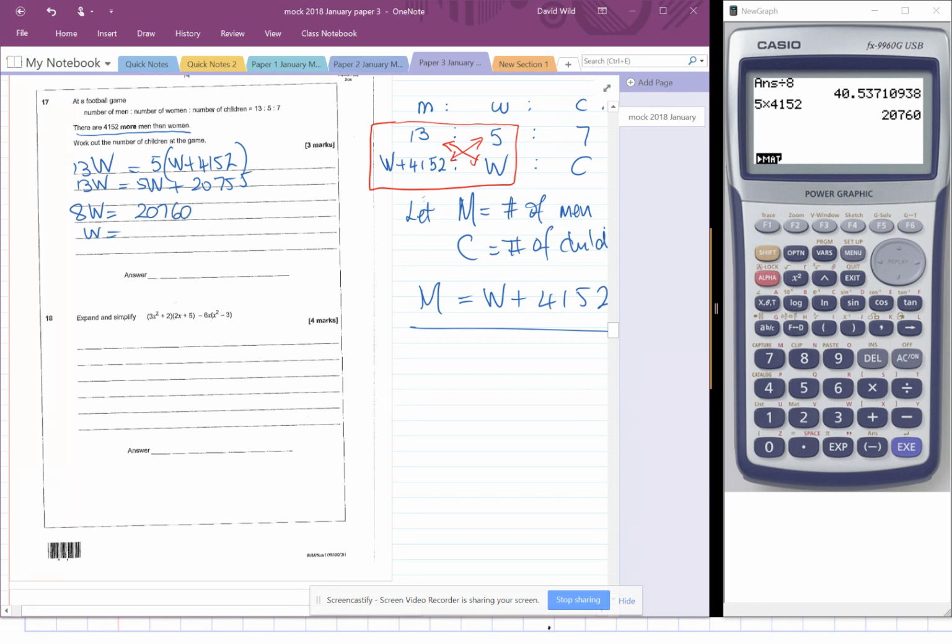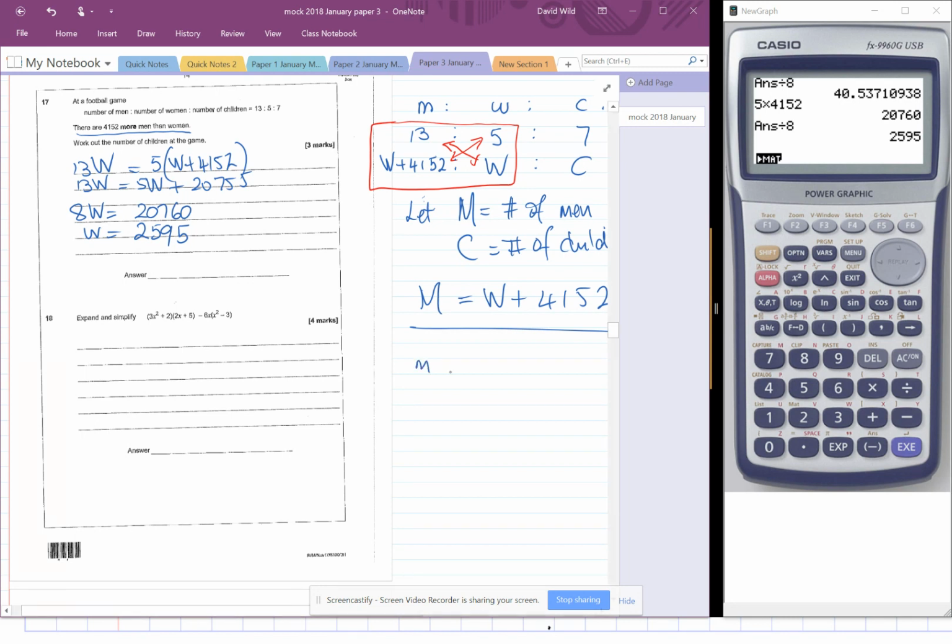So notice I made a mistake and I thought, why would I have a decimal value for the number of women? That can't be right, so I must have done something wrong. So let's divide that by 8 this time. You should be thinking, if you make mistakes like that, query what you get. So the number of women is 2,595.